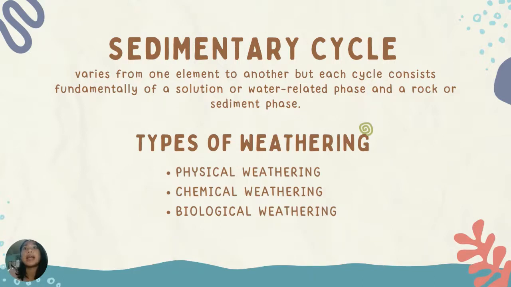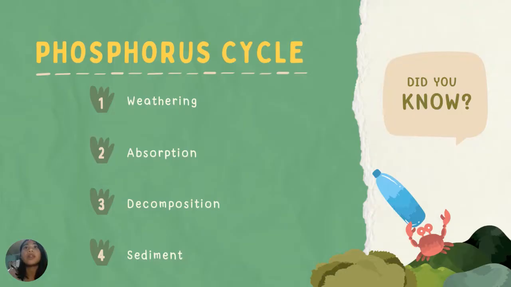So next slide is phosphorus cycle. Along with water cycle, carbon cycle, and nitrogen cycle, the phosphorus cycle is another biogeochemical cycle that is essential for life on Earth. Phosphorus is essential for plant and animal growth and the health of microbes inhabiting the soil.